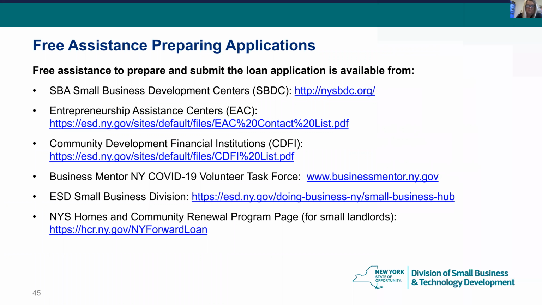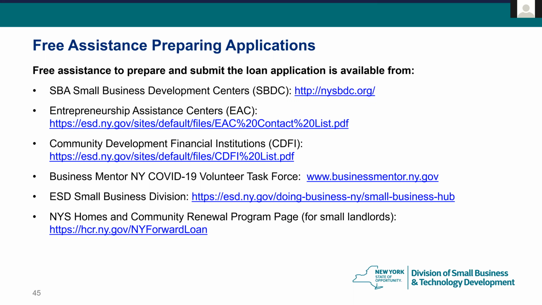And now some free assistance for preparing applications. In addition to programs like this, the Small Business Division has various technical service programs that can help you. Things like our entrepreneurship assistance centers around the state. There's 24 centers around the state that can help you with business plans, can help you complete loan applications. You may even hear from them in the process because they're also helping the CDFI lenders collect information since they have so many applications that they're processing right now. They're even helping in that regard. So you might get a call from an entrepreneurship assistance center on behalf of one of the lenders.